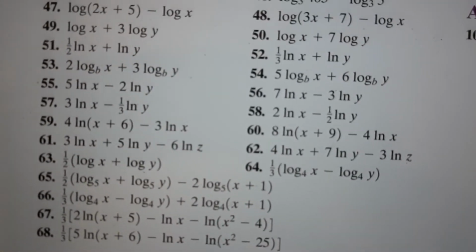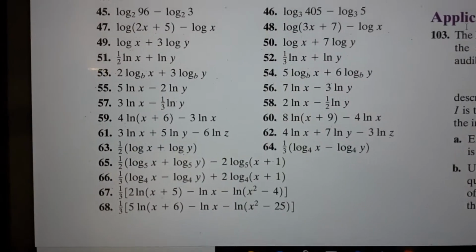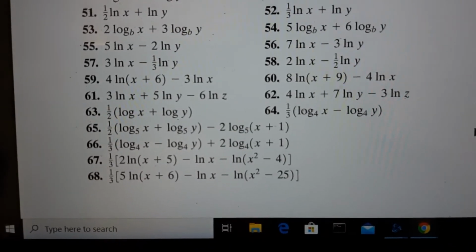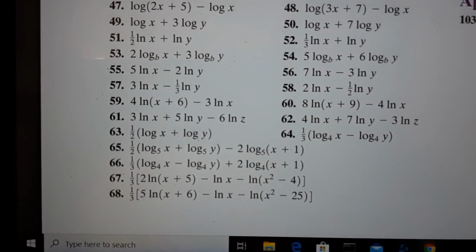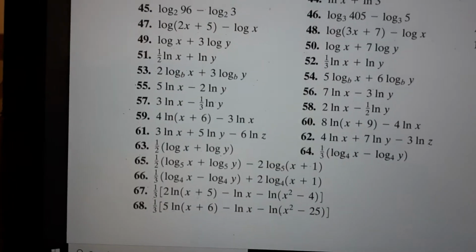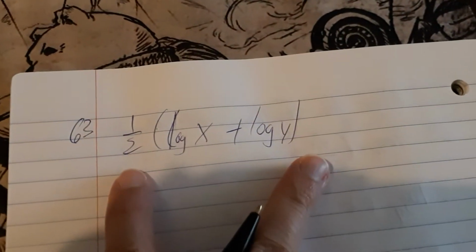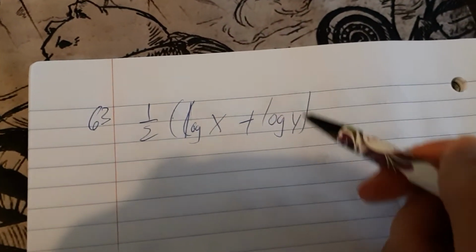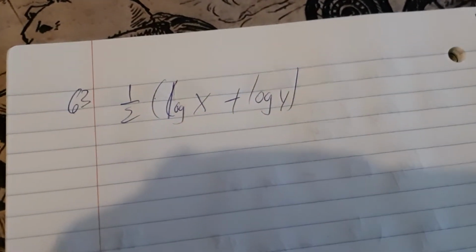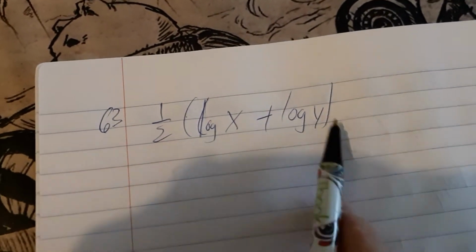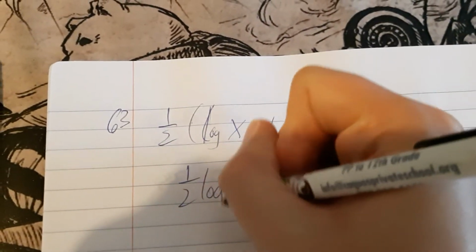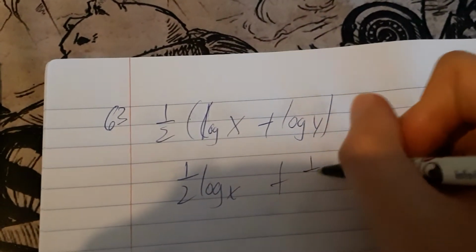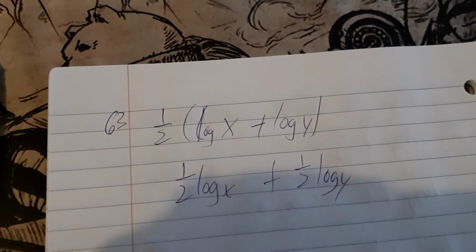So number 63 says 1/2 logarithm base 10 of x plus logarithm of y. Okay, so it's something like this. Now in this case, because we have parentheses, we have to apply this coefficient to both of the logarithms. So we would have 1/2 logarithm base 10 of x plus 1/2 logarithm base 10 of y.